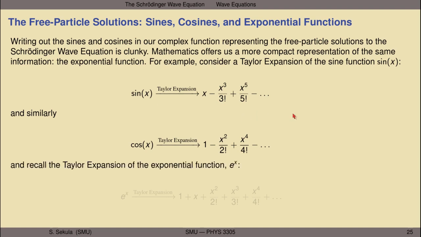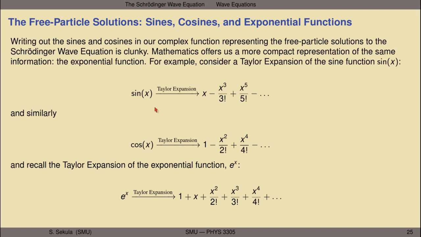Now, recall that the Taylor expansion of the exponential function e to the x looks like the following. If you Taylor expand e to the x, you wind up with 1 plus x squared over 2 factorial, etc.